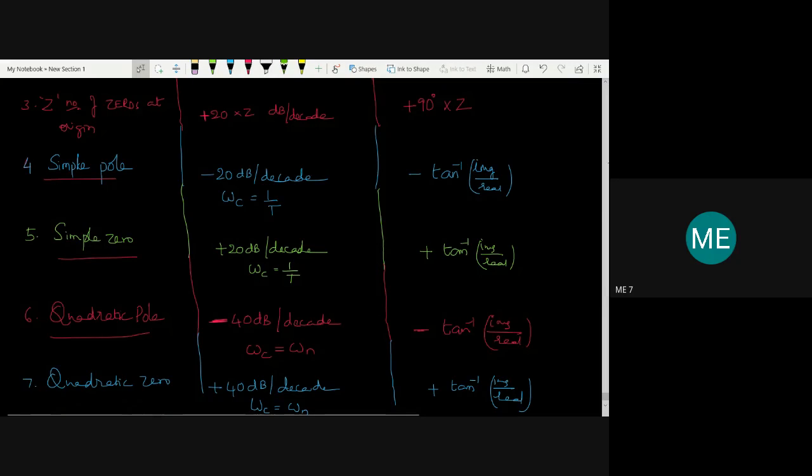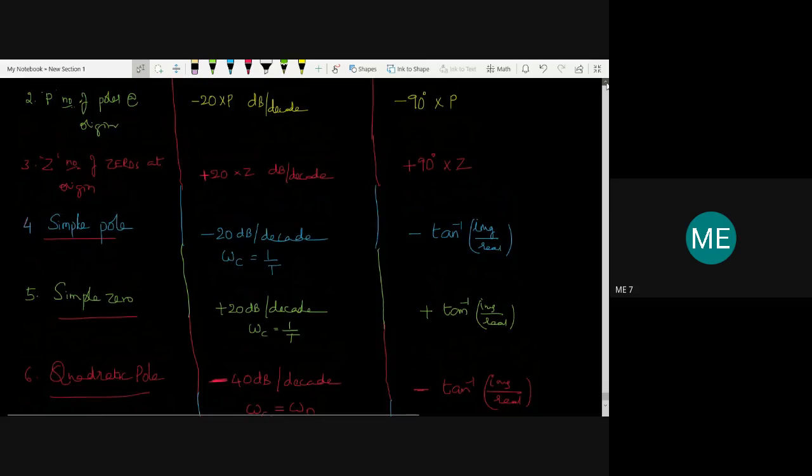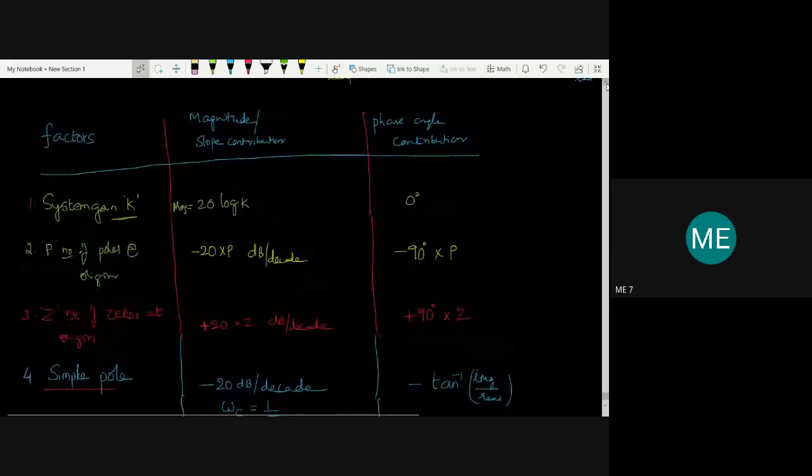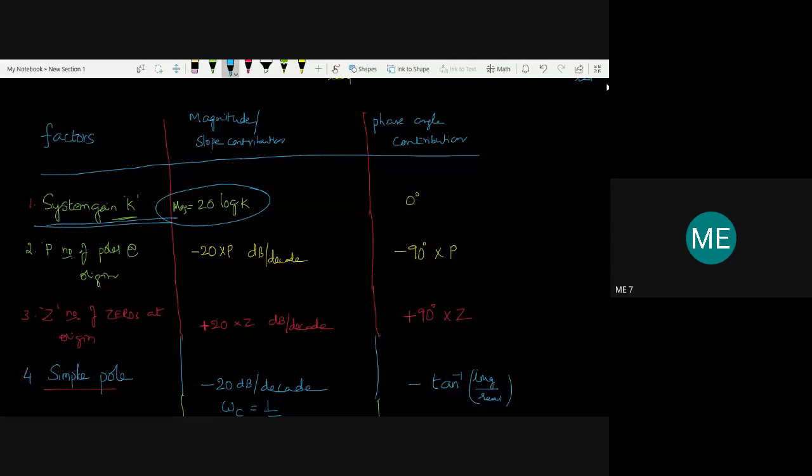So the factors which I have discussed till now are the things you need to know for each factor: what is its magnitude or slope contribution. For system gain K, the contribution is only the magnitude, and the phase angle contribution is 0. P number of poles at origin means there may be 2 poles or 3 poles, depending on the problem. Then the slope contribution is minus 20 into P.